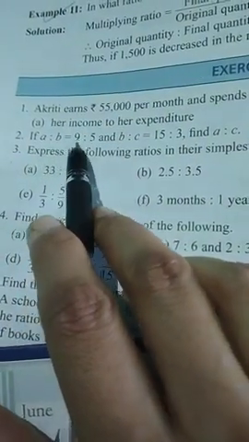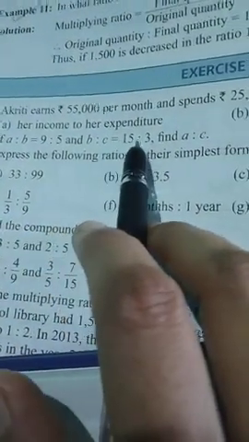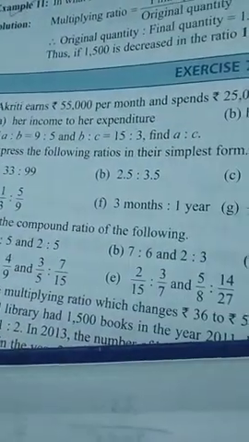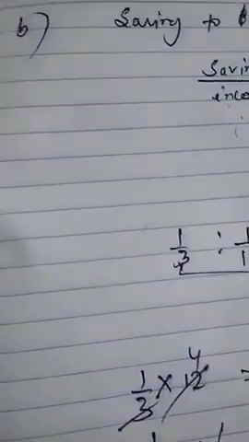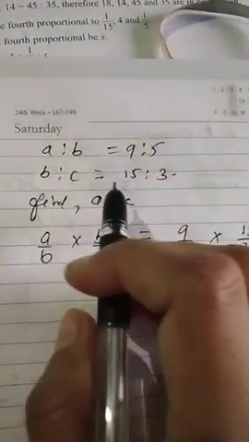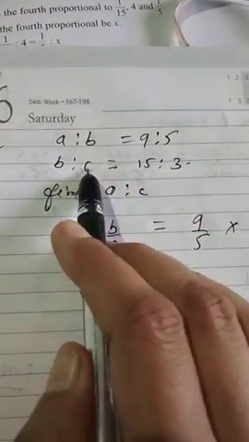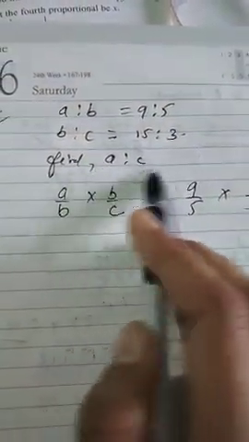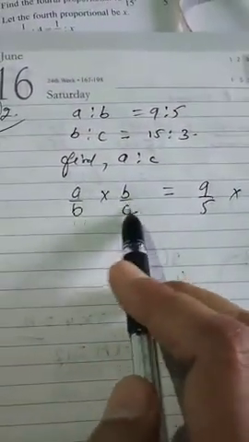If A is to B is 9:5 and B is to C is 15:3, find A is to C. How will you do this question? Very simple. First of all, we will write A is to B is 9:5, B is to C is 15:3. You have to find this. Now A by B into B by C.